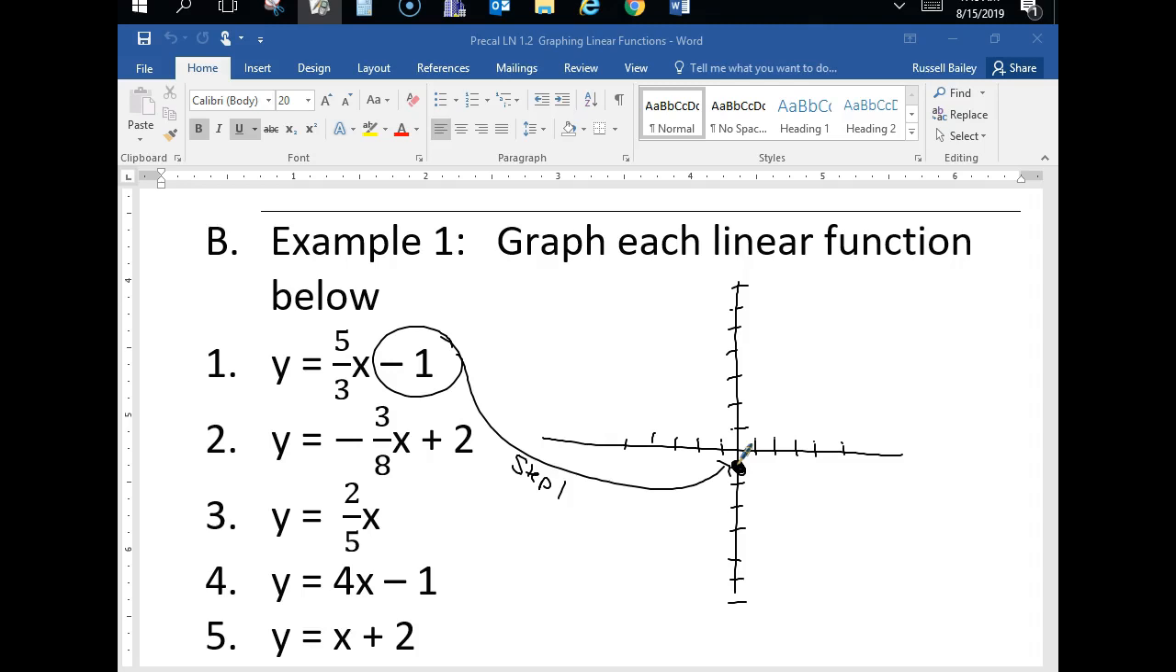Now the slope's not a point, but the slope gives you the directions to find your next point, right? So this is my rise over run, correct? So that means I'm going to go up 5 and over 3. And where do I start from? From the point I just made, okay? So starting from that y-intercept, I'm going to go up 5 and over 3, and then I can put a second point. So 1, 2, 3, 4, 5. Up 5 and then over 3. And 2 dots is enough to create a straight line, so there's our function, a linear function.